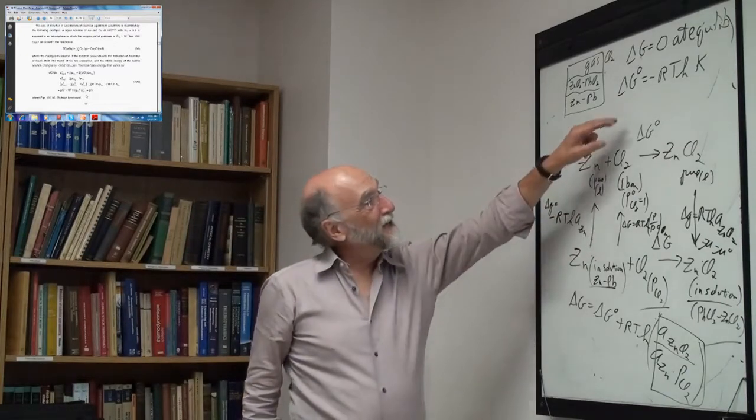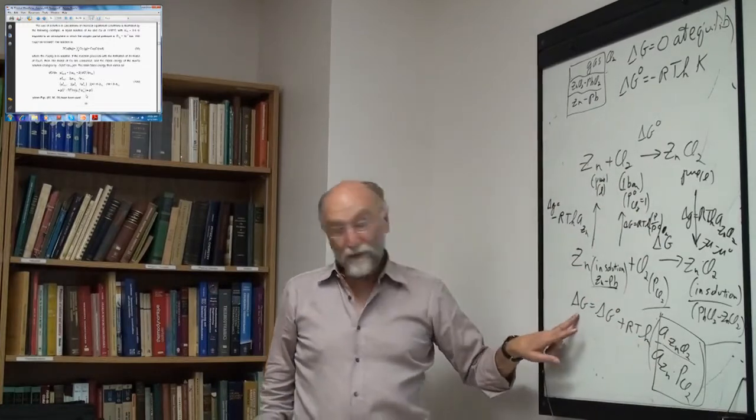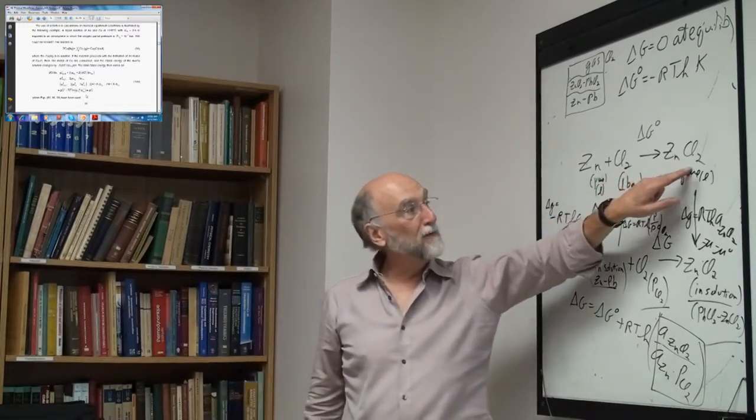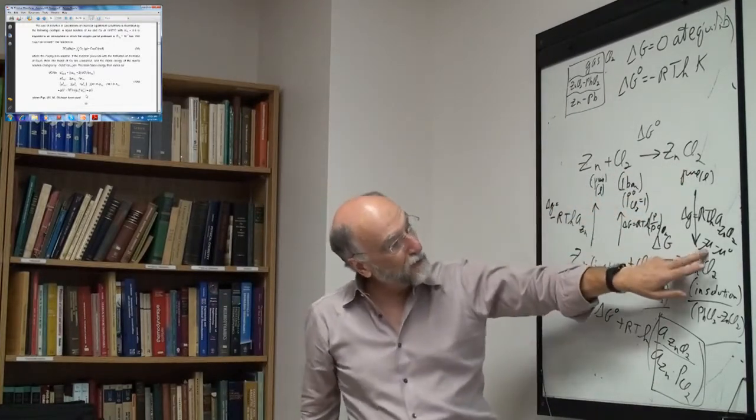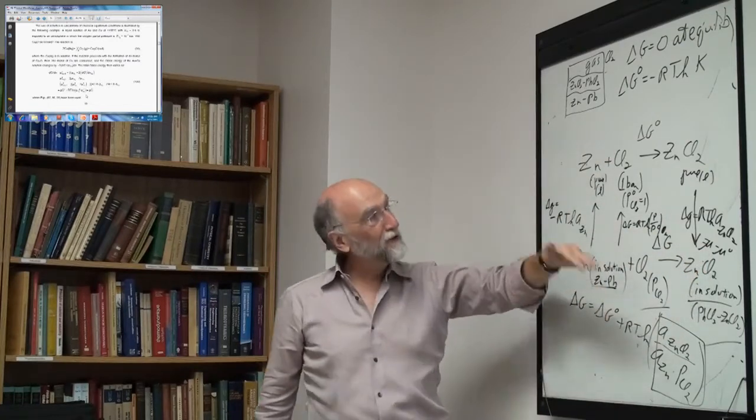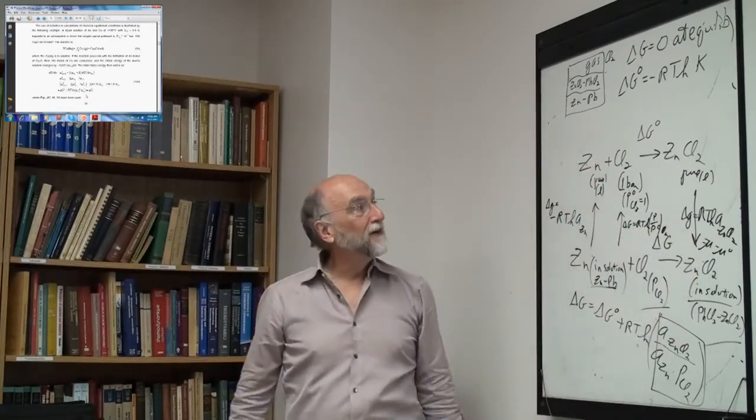Okay, as the activity of zinc chloride becomes smaller, delta G becomes more negative. That is, as the zinc chloride becomes more stable, as its chemical potential decreases, as its activity decreases, whatever, the reaction goes to the right.